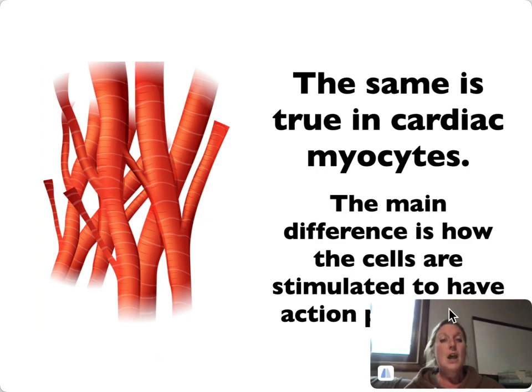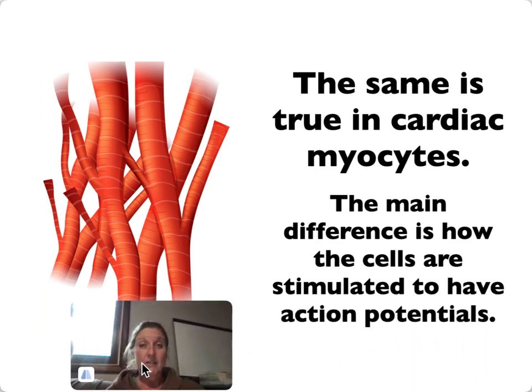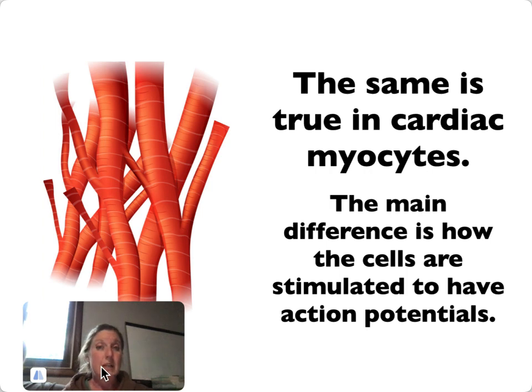Okay. So the same stuff about calcium and troponin and tropomyosin and the active groups in the thick filament, all of that is still true in cardiac muscle. The main difference between these two types of muscle is how the cardiac myocytes are stimulated to have action potentials. So let's talk about that.